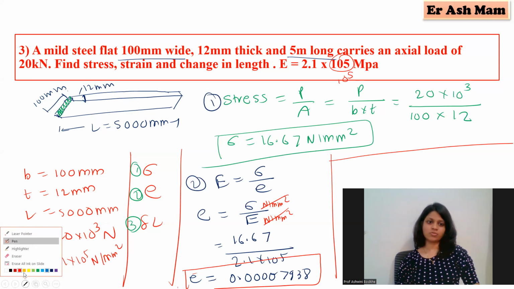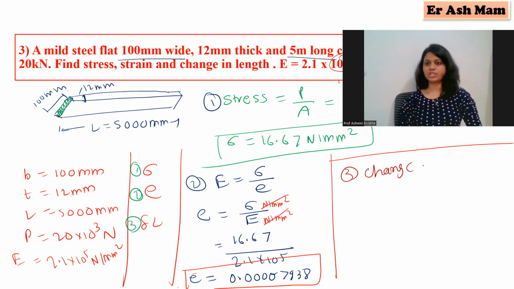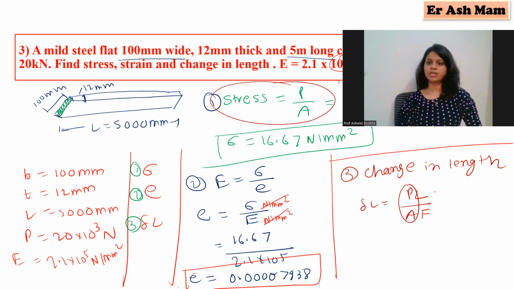Which color? Okay, we will take that. Okay, change in length. Third one is change in length, which is denoted by symbol delta L. Delta L is nothing but PL upon A. Or we know that P upon A is nothing but stress. Therefore, formula equal to stress L upon A.